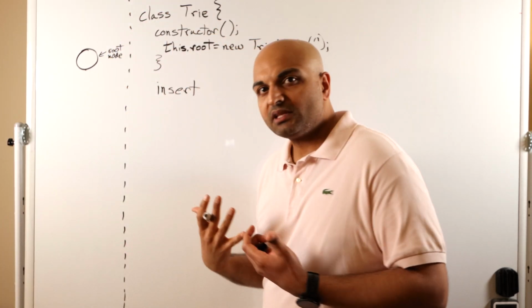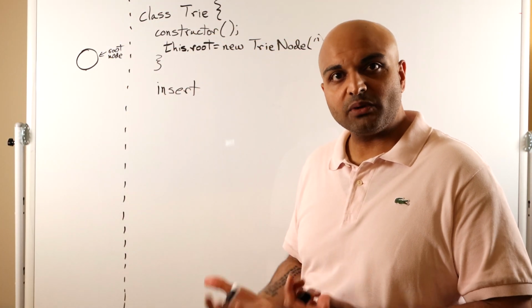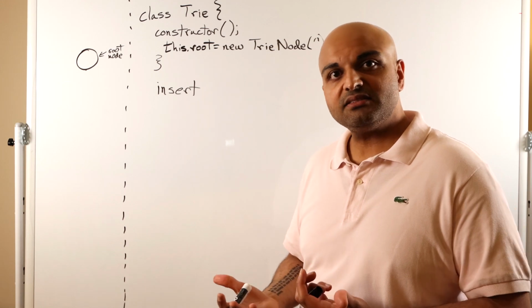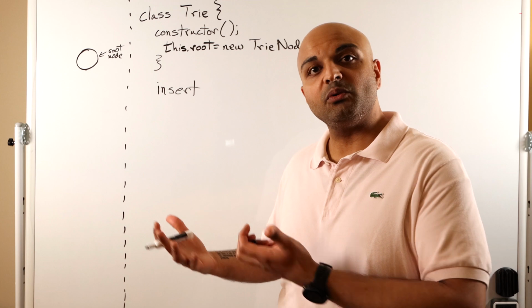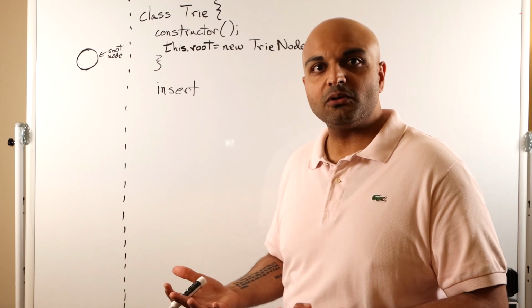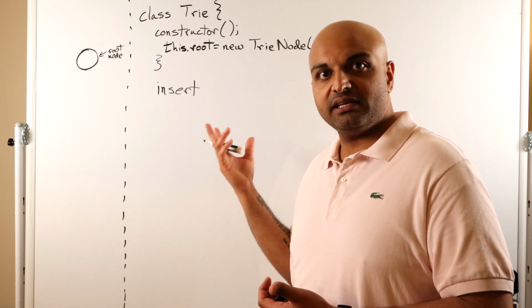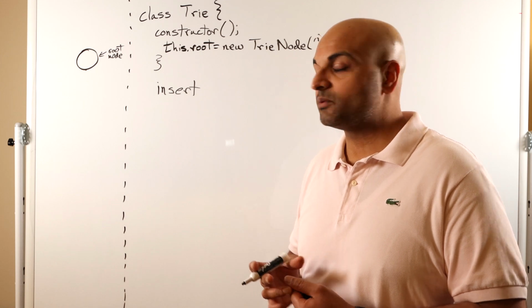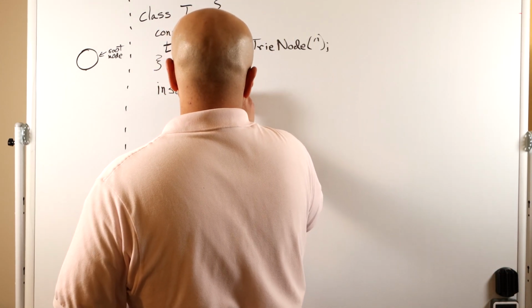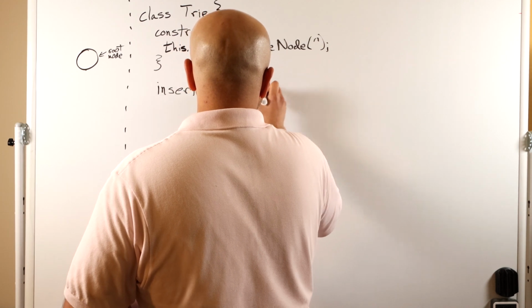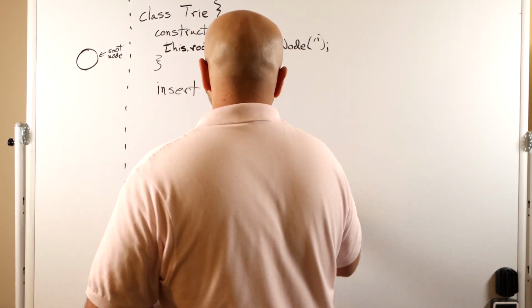And typically, this can take either an array of words or a single word. In this case, we'll just take a single word and assume that if we had an array of words that we wanted to insert, we would just do a for each across that array and call insert on every single word in the array. So insert is going to take, we'll just call it a word. And word is just going to be a simple string.